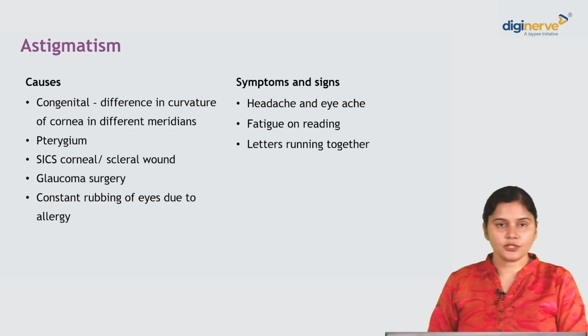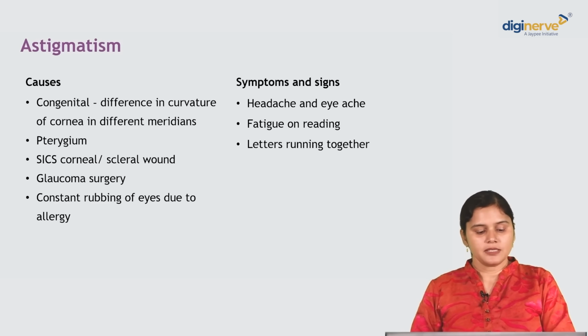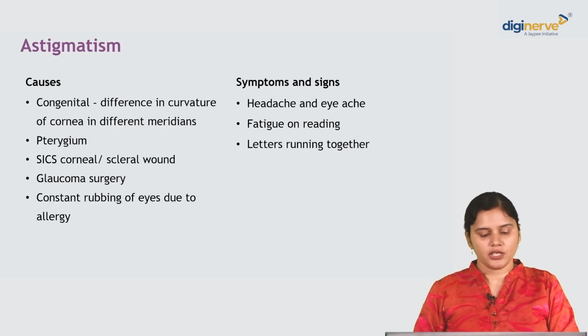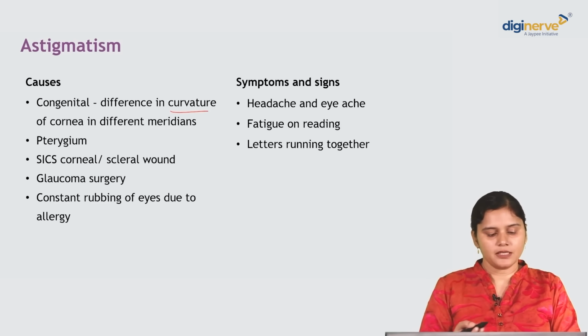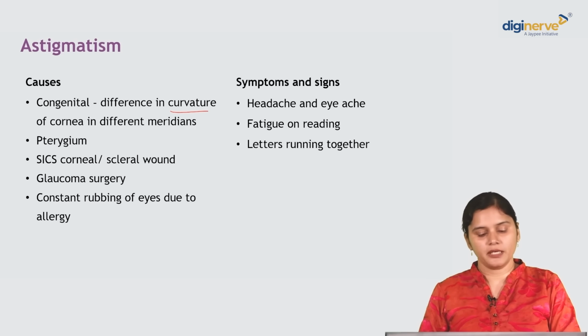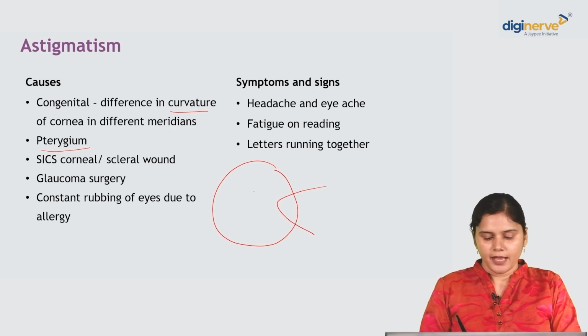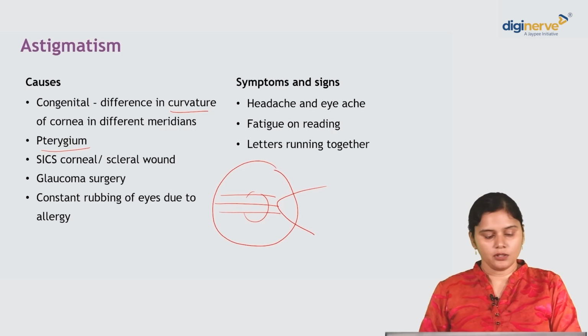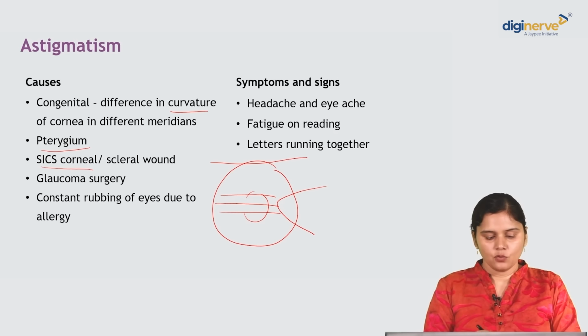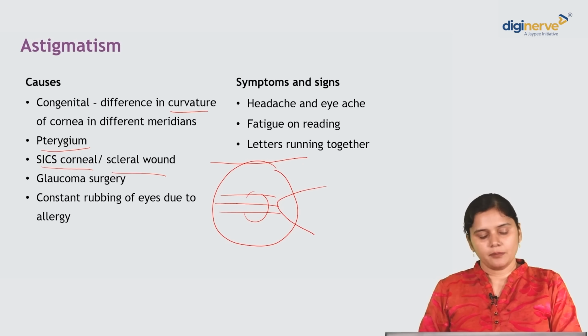Now coming to the causes of astigmatism. It can be congenital because of a simple difference in the curvature of different meridians of the cornea. Pterygium: when pterygium happens, it pulls the cornea on one side and causes astigmatism. If there is a wound over the cornea, like a SICS wound or a scleral wound present on top of the cornea, then that can also lead to astigmatism in a person.